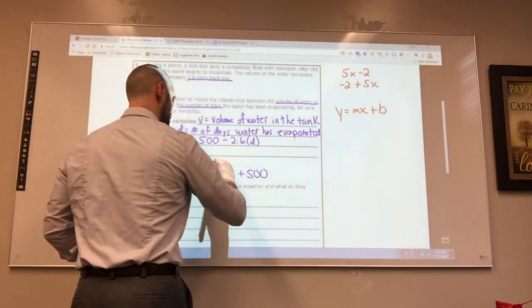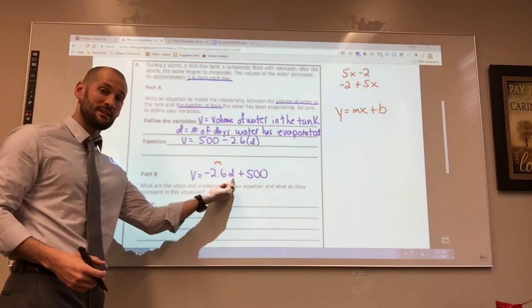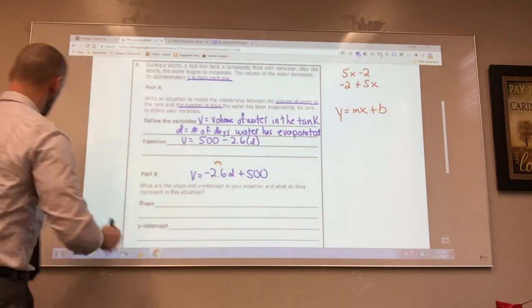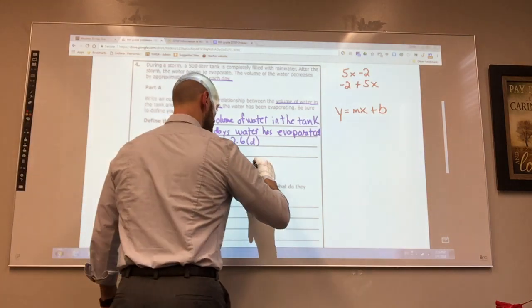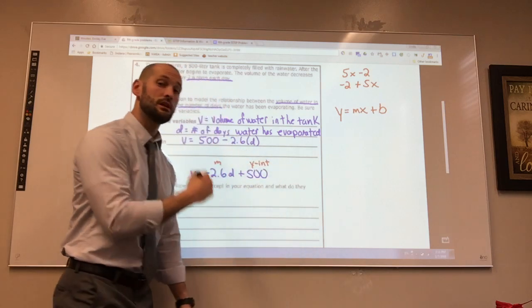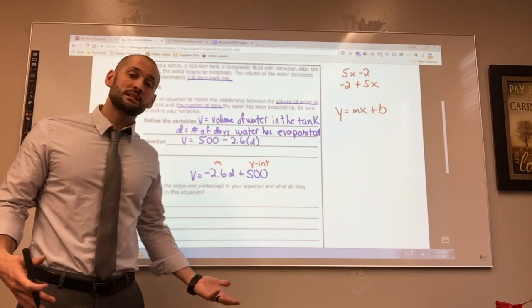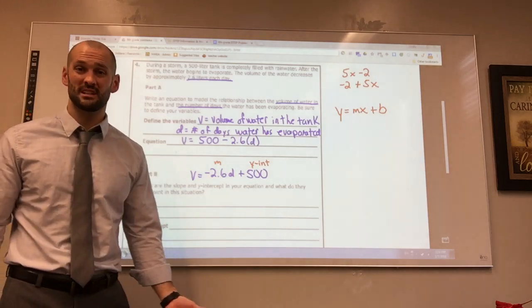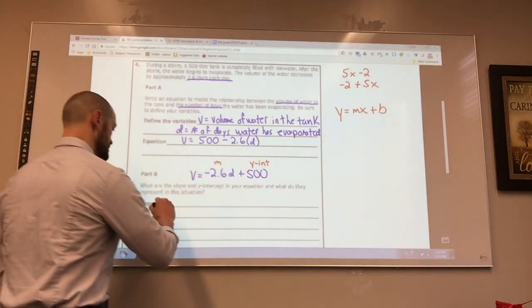I have my m, or my rate of change, or my slope, being multiplied by my independent variable, independent, right? And I have my b, or my y-intercept, or my initial point at the back end. Okay, now it probably makes a little more sense. We're essentially going to answer the same question again. Slope is negative 2.6.